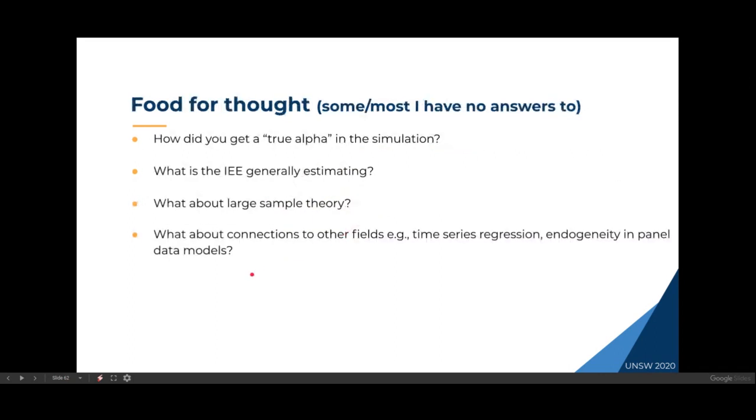Okay, so just to finish up, a few more slides. What I've talked about today with spatial confounding GEs is really just the tip of the iceberg, and there are a lot of questions that get raised, and some of them I have answers to, some of them I don't. So how do you get a true alpha in the simulation? What is the independence case actually estimating? What about large sample? And what about connections to other fields like time series regression, endogeneity and panel data models? So there's a lot of food for thought in terms of spatial confounding in GEs in general.